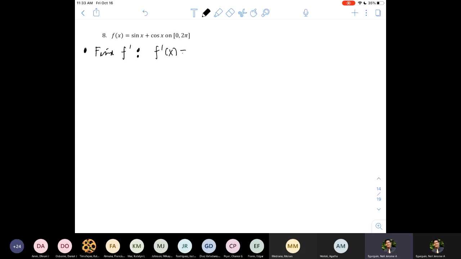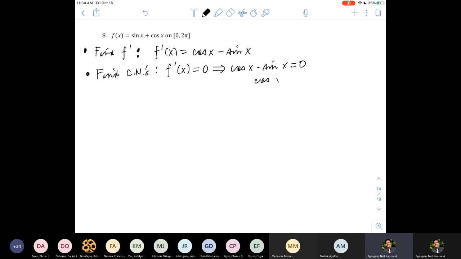So f prime of x would be cosine x minus sine x, right? And the next, we need to find the critical numbers. Actually f prime is defined everywhere. So the only source of critical numbers is to set the derivative equal to 0. That will imply cosine x minus sine x equals 0. Another way of looking at it is cosine x being equal to sine x. So basically, this equation is simply asking us when is cosine equal to sine.